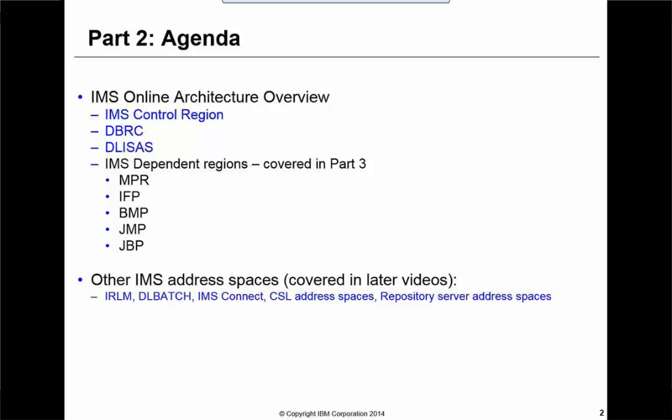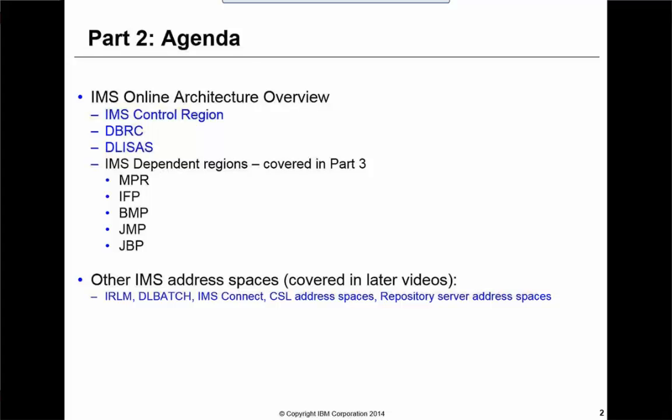In this particular video, we are simply going to concentrate on the three main system address spaces: Control Region, DBRC, DLISAS. So no matter which IMS shop you go to, they will at a minimum have the IMS Control Region, the DBRC, and the DLISAS address space. So we're going to talk about these address spaces and see what their role and function is in IMS.